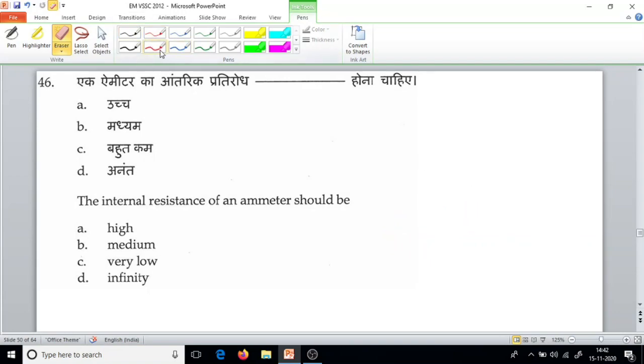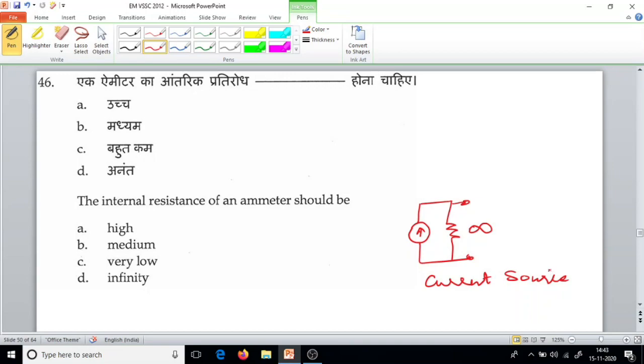See, we'll consider the current source. For a current source, there will be a parallel resistance to it. So a current source should have infinite resistance. This resistor should have infinite value. Just opposite of this is the ammeter. A current source should have infinite resistance, so just opposite of this, you will get the ammeter. That is very low value. The answer is option C, very low. Ideally should be 0.